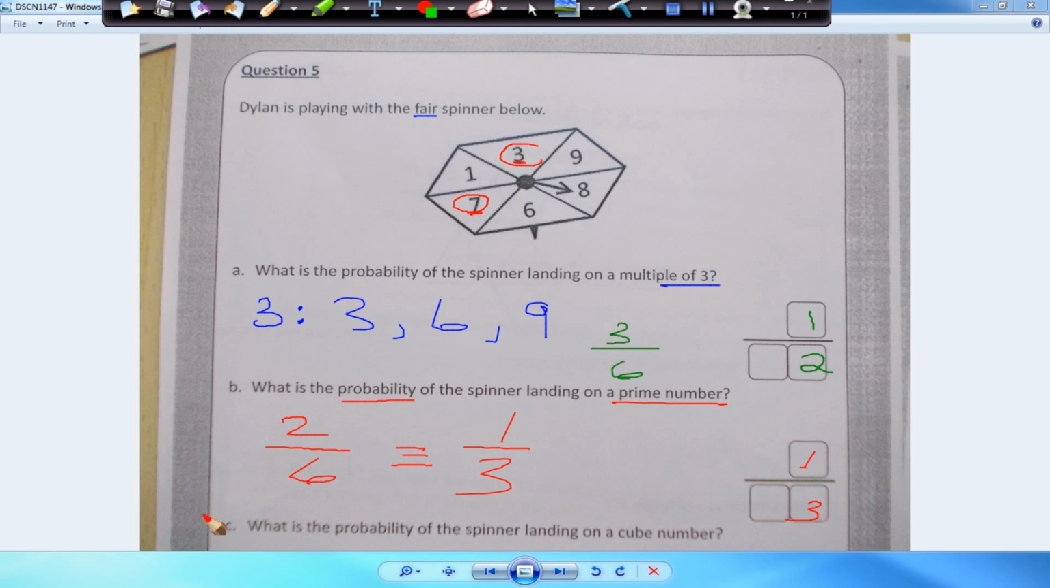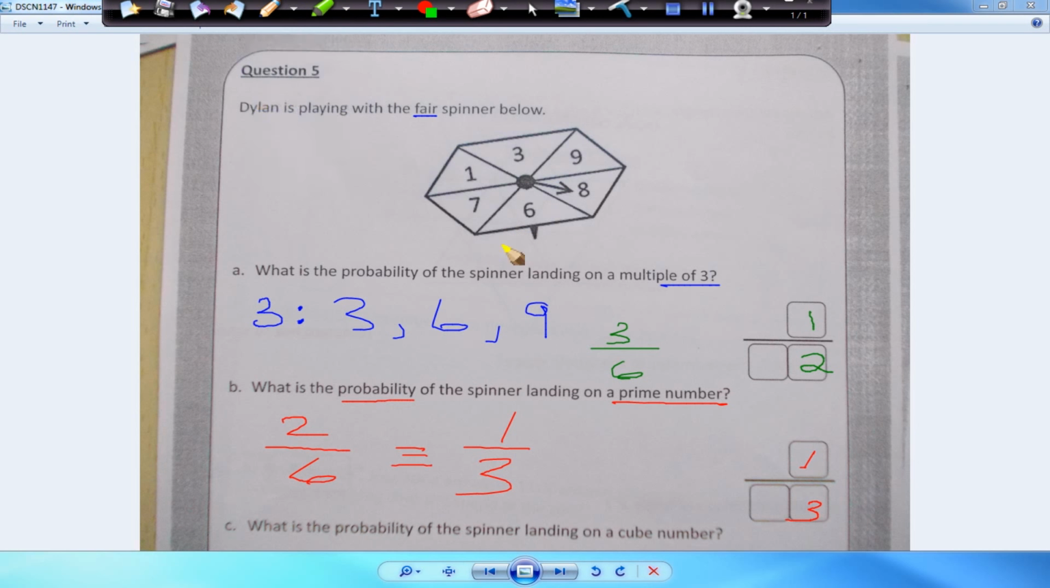Okay, question C. What is the probability of the spinner landing on a cube number? I'm not going to move the page now, I'm just going to do it here. Let's clear that first of all. Hang on a second. Right, let's change color again. We need some more colors really.